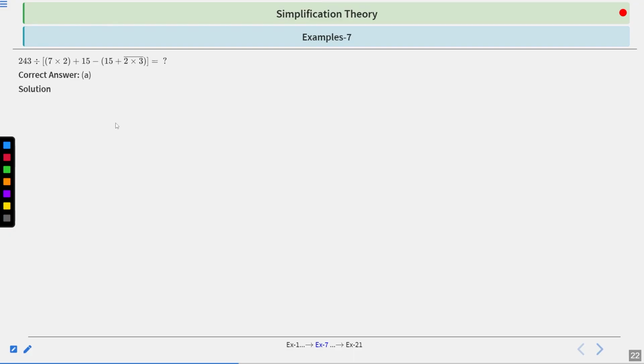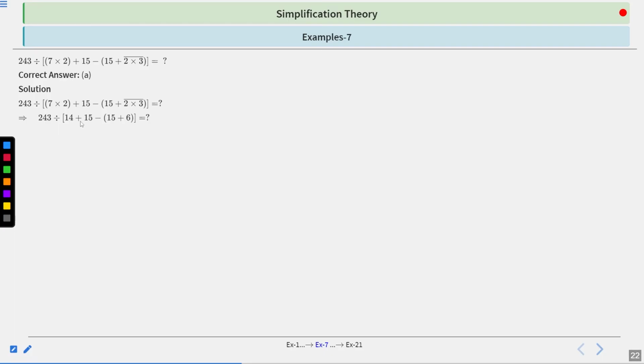The solution of this question is based on brackets, so we know that we solve the bar bracket, then small bracket, then medium bracket and then large bracket. In this question three brackets, bar, small and large bracket, are used. So first we solve the bar bracket, then the small bracket, then the large bracket. Now we can write it: 243 dividing by, in large bracket, 7 into 2, because this is in a small bracket, so this becomes independent and we can solve it.